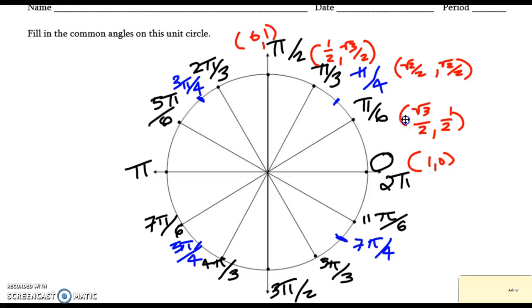For example, on this side of the unit circle for pi over 6, we have radical 3 over 2, 1/2. On this side of the unit circle, the x value is negative, so it's going to be negative radical 3 over 2, but the y value is the same, so we call it 1/2. On this side of the unit circle, both of the x and y values are positive, but on this side of the unit circle, the x and y values become negative. So this we could call negative radical 2 over 2 and negative radical 2 over 2.